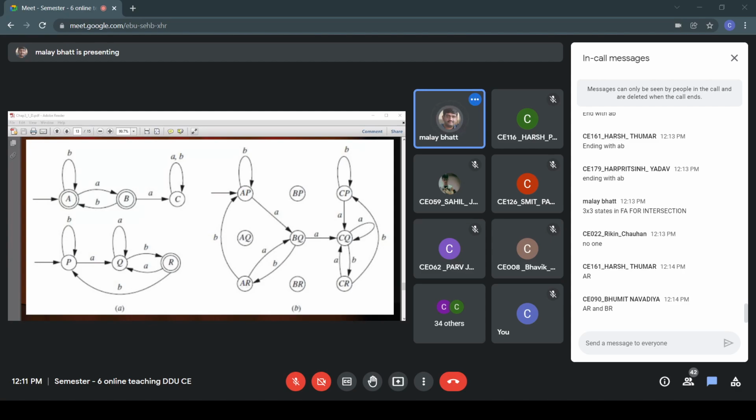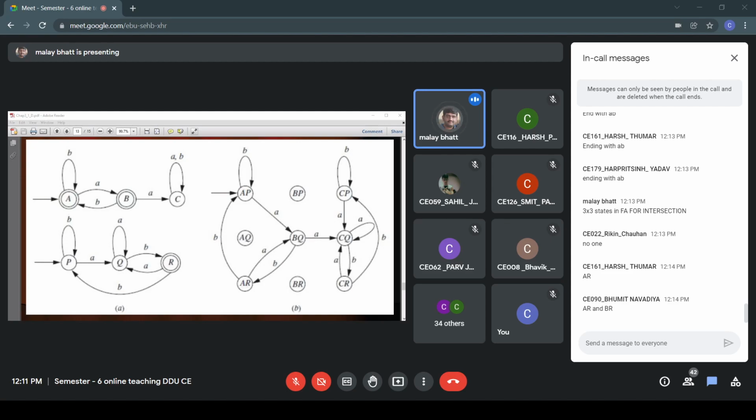Yes, can anyone write AR and BR? Yes, AR and BR. That is the correct answer. We have two accepting states, AR and BR. But now if you observe this diagram, you will find that BR is not reachable from the starting state.